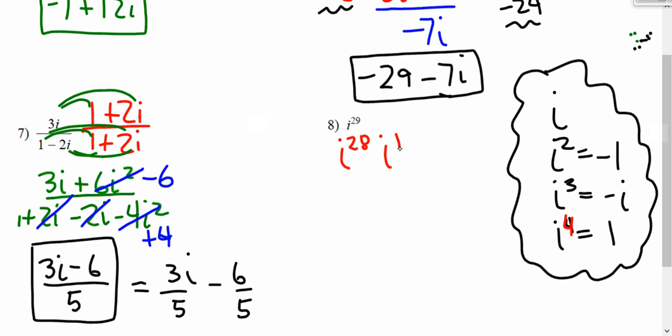So what ends up happening is every power of 4, every multiple of 4 gets reduced down to 1. And so i to the 28th power is equal to 1. That means I have 1 times i to the 1st power, which is just i. And that's your answer. That's your simplified answer.